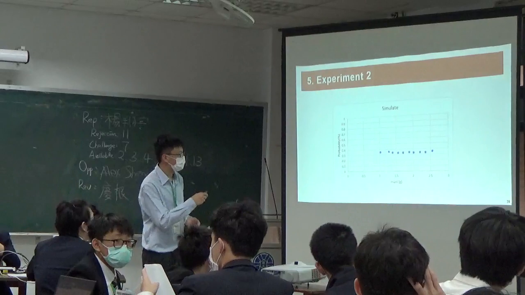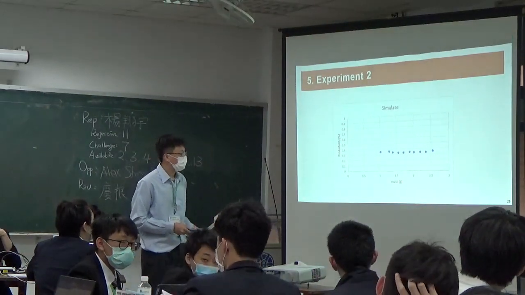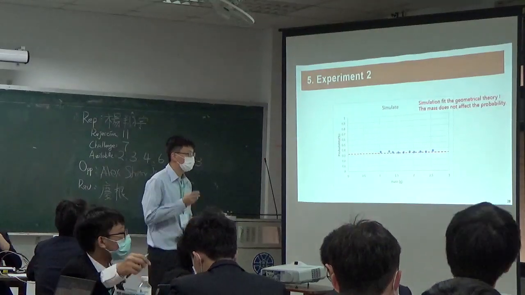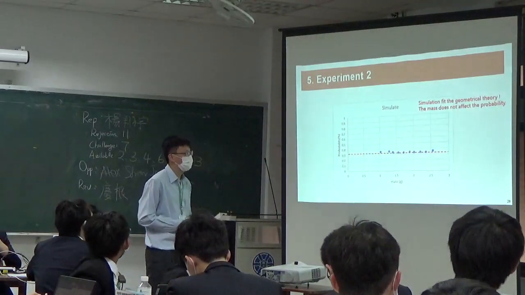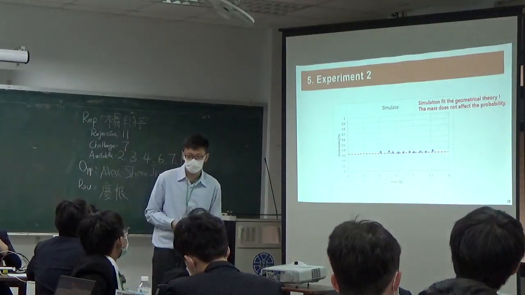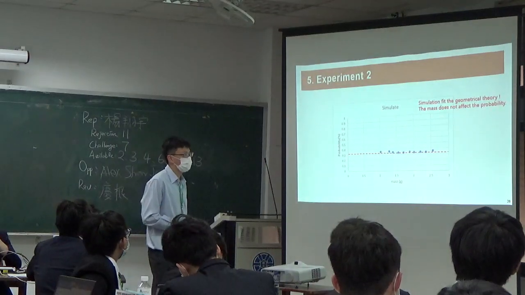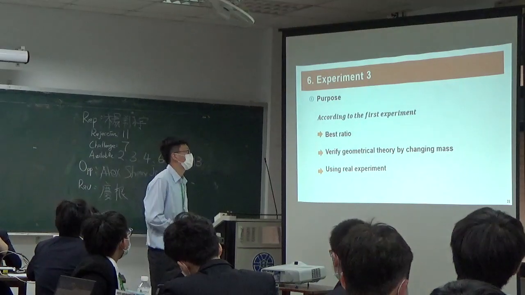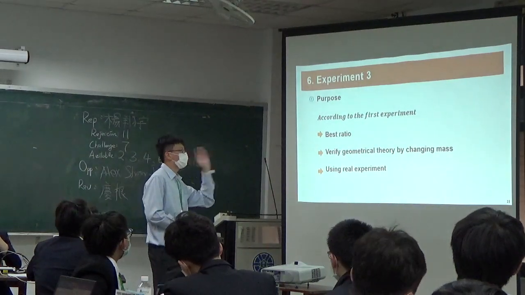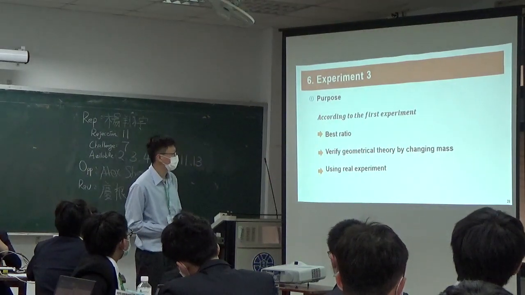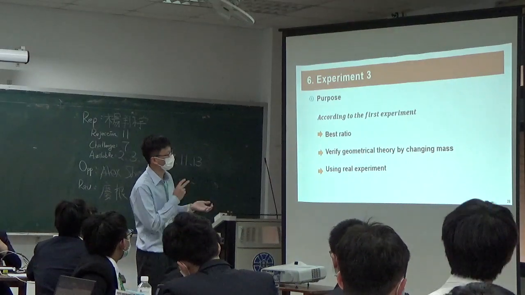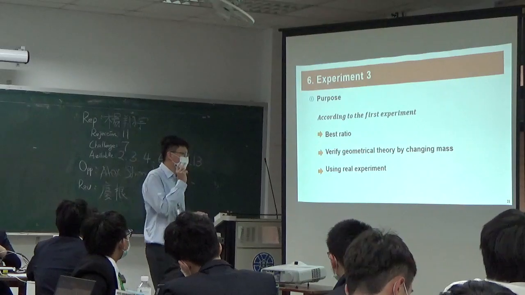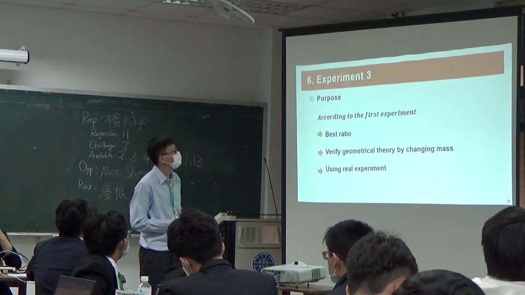As you can see, when the mass of the dice increases, the probability is not affected. So the simulation fits the geometrical theory: the mass does not affect the probability. For experiment 3, following the first experiment, we are again going to verify the geometrical theory by changing the mass, but now we are going to use a real experiment to see what happens.